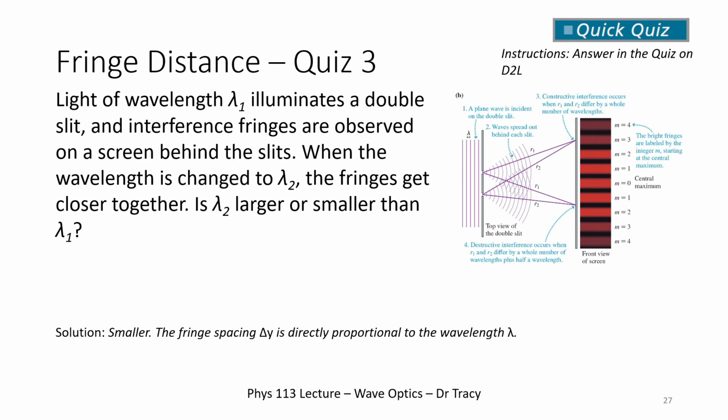Because the fringe spacing delta y is directly proportional to the wavelength, when you change delta y to a shorter value, then you get a shorter wavelength, or a smaller wavelength.